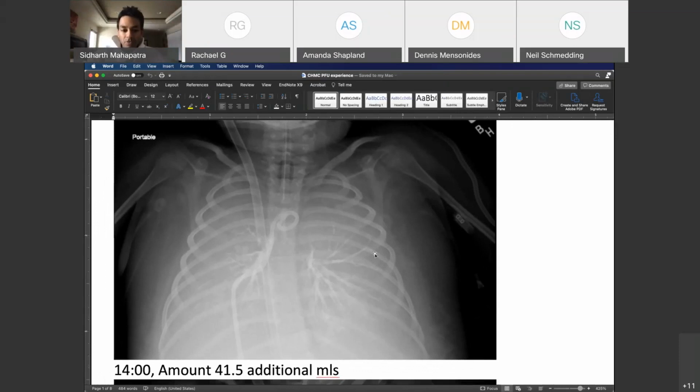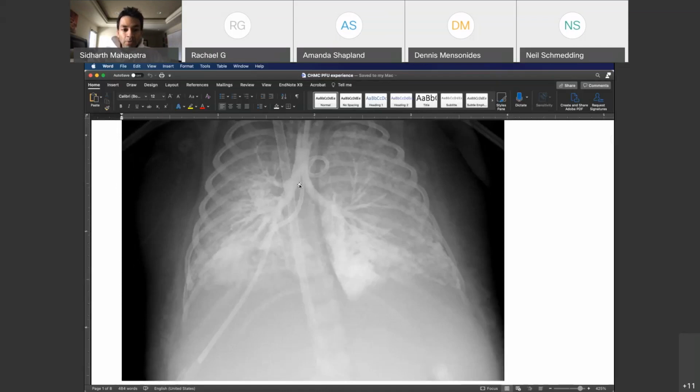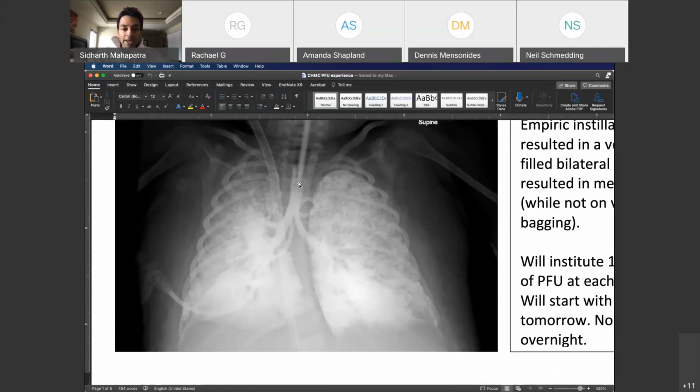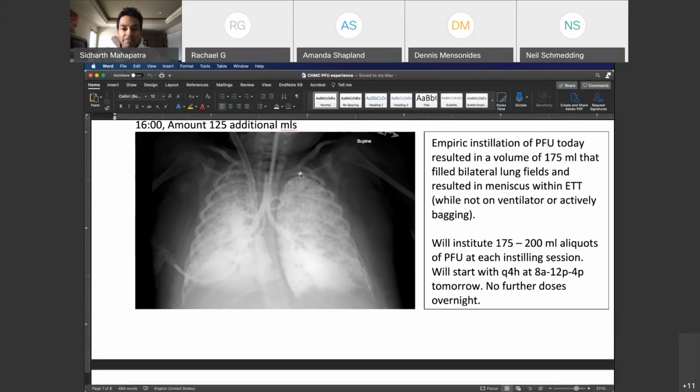Okay. So at 2 o'clock, I put another 40 cc's in there, and I got a little bit better acceptance, if you will, of the perfluorine, but it wasn't complete. And you can see this meniscus, or rather this interface that's forming up here within the trachea. And so we decided, you know what, let's have at it. Let's put another 125 cc's in there, and boom, you've got really good acceptance now into the lungs, right? And so we empirically instilled a volume of 175 mLs until both lung fields looked like this.